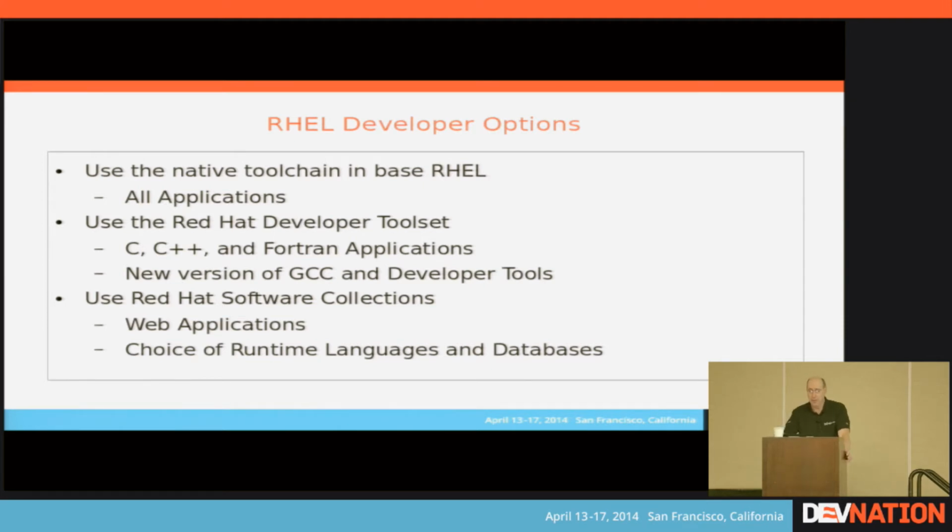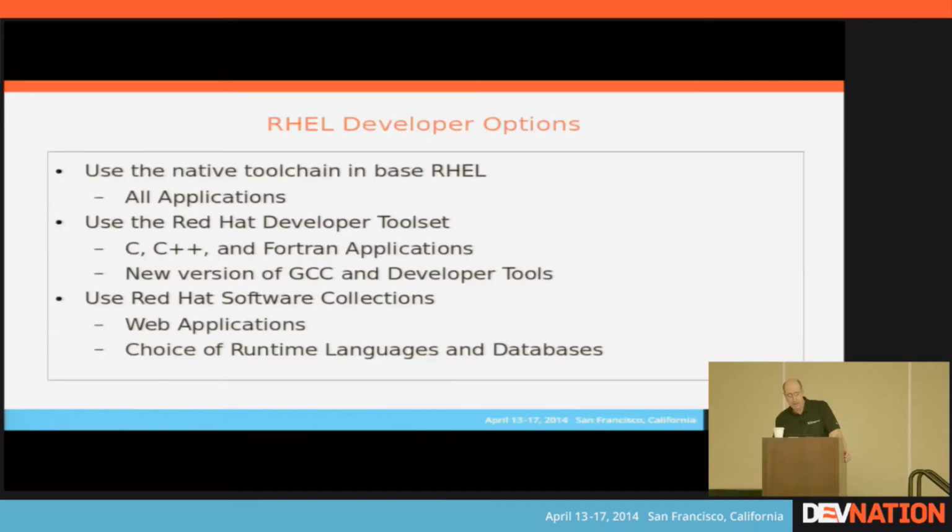Then we make available the Red Hat Developer Toolset. In the DTS, we offer newer versions of the GCC compiler, Eclipse, and some of the related debugging and performance monitoring tools built around C, C++, and Fortran applications. So if you've got one of those systems of differentiation type applications, this is a great set of tools to use for that. And I'll go into more details there as well.